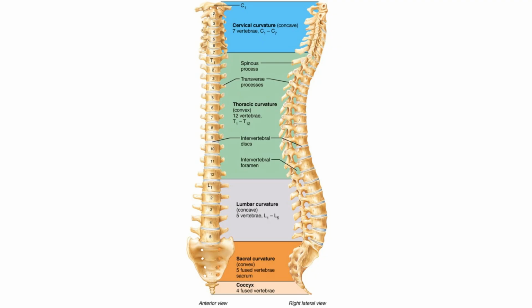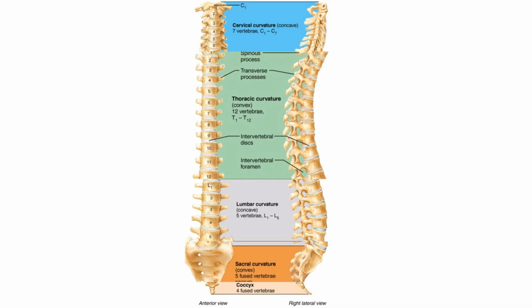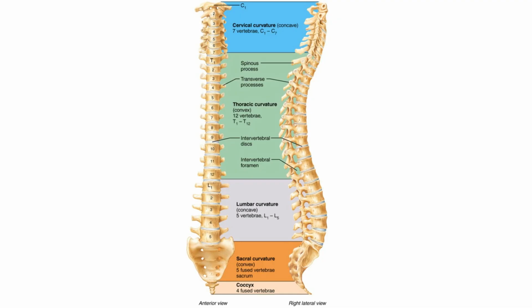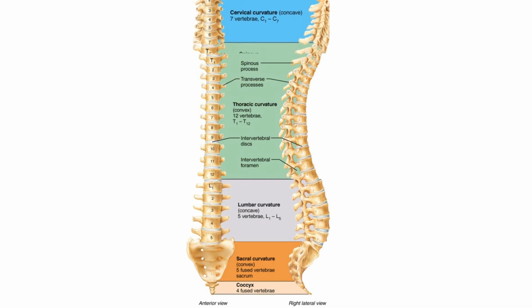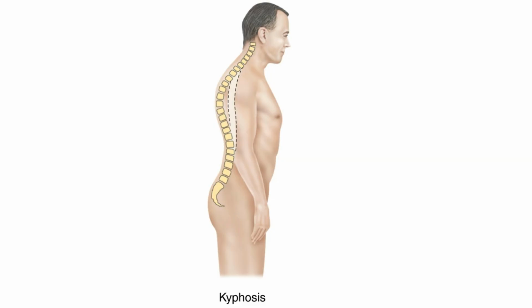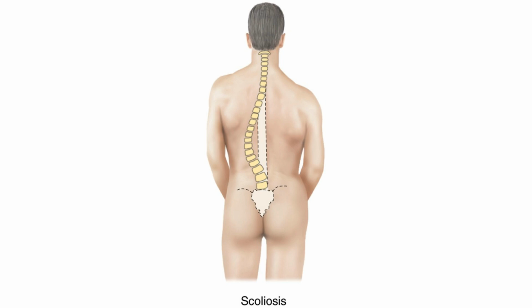Let's examine spinal curvatures. Primary curvatures, present at birth. Thoracic, convex. Sacral, convex. Secondary curvatures, develop after birth. Cervical, concave. Lumbar, concave. Abnormal curvatures of the spine: kyphosis, lordosis, scoliosis.